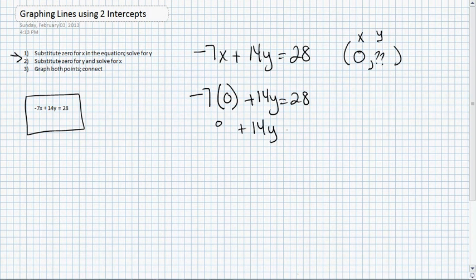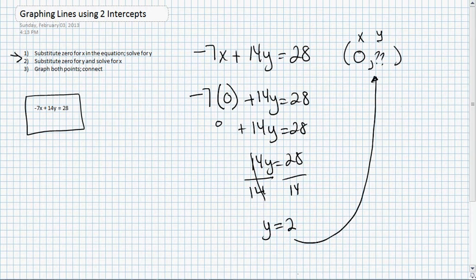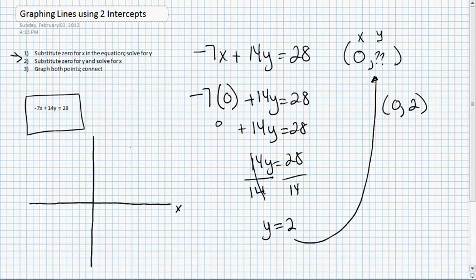And I'm left with 14y equals 28. I'll divide both sides by 14. And I find that y is equal to 2. So when x is 0, y is 2. And that'll be my first point that I will graph. Let's do that. So here is a coordinate grid, an x and a y axis, and the first point I'm going to graph is the y-intercept, 0, 2.